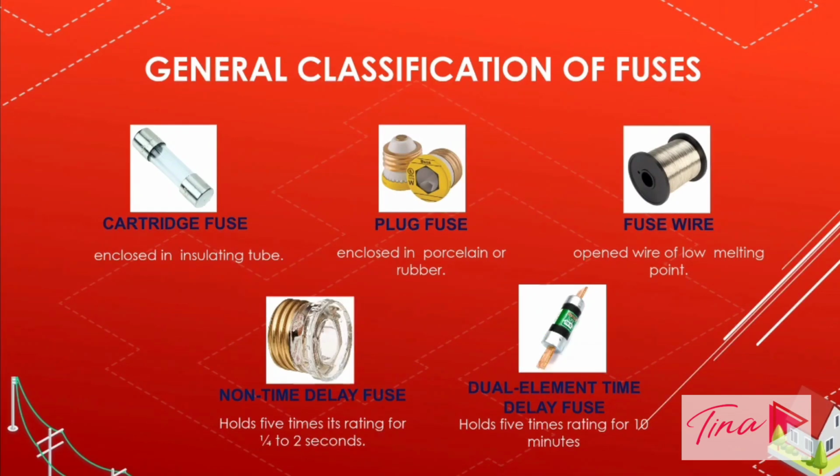First is the cartridge fuse. It is enclosed in an insulating tube. Next is the plug fuse. It is enclosed in porcelain or rubber, commonly used in various electrical appliances. Next is the fuse wire, an open wire of low melting point, commonly used in the safety power switch. Non-time delay fuse. It holds 5 times its rating for 1/4 to 2 seconds. This is not ideal for loads which require more than 2 seconds to accelerate. And last, the dual element time delay fuse, which holds 5 times its rating for 10 minutes.